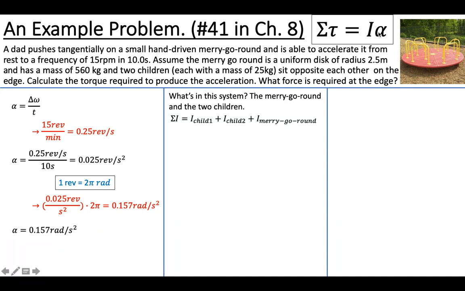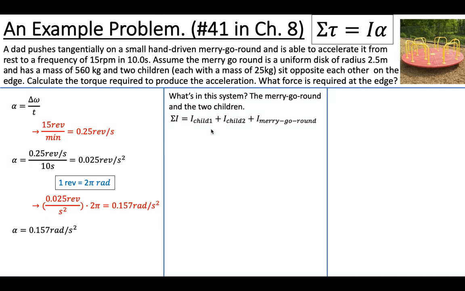So for our I, what we really need is a total I. So you got to do the I for child 1, the I for child 2, and the I for the merry-go-round. Now, the one thing that is nice is that child 1 and child 2 should have the same I because they have the same mass and they're both sitting in the same spot on the edge. That means they're completely the same. So we only need to do I for one child and then just make sure to use it twice at the end.